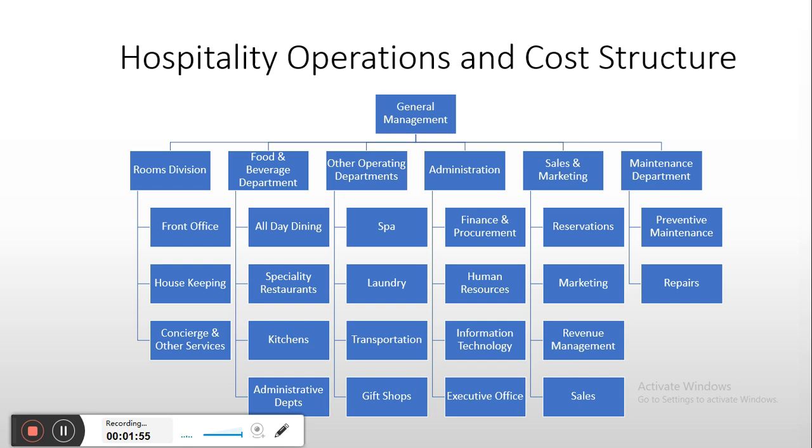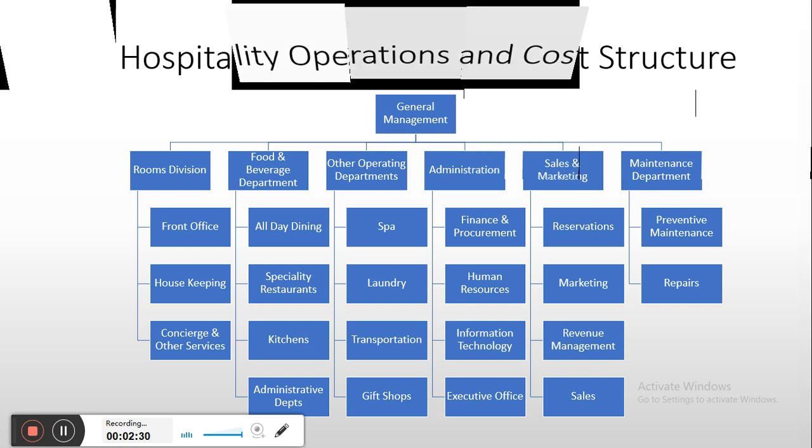Some hotels may not have revenue management or separate reservations, which may be outsourced. The operating departments or the cost structure depends on the size of the property and its individual requirements. But this is a very general structure of the hotels. So the hotel profit and loss and financial reports are also divided into each individual division, so that the individual performance of each division can be measured.